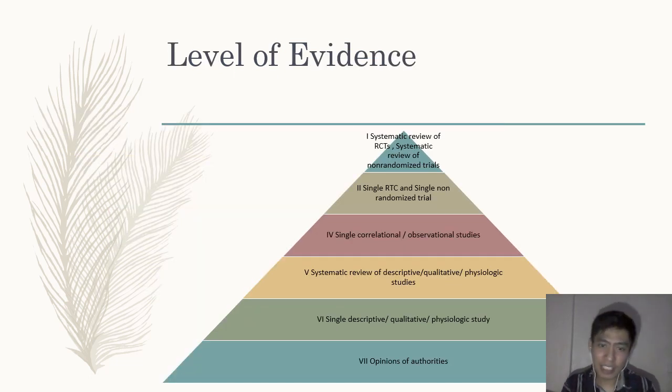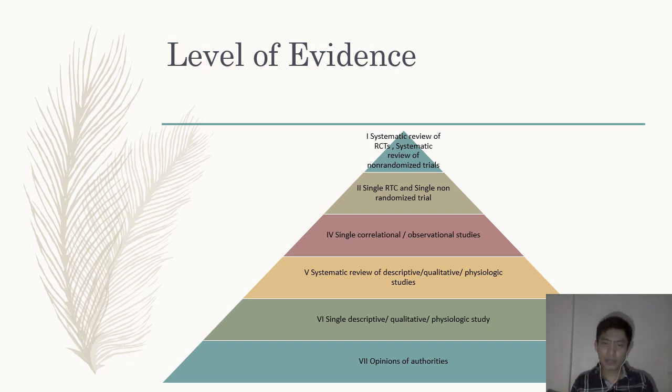Levels of evidence. The lowest level is the opinion of authorities. Next is single descriptive, qualitative, physiologic studies. Then systematic review of descriptive, qualitative, physiologic studies. Single correlational observational studies. Single randomized trial and single non-randomized trial, and systematic review of RCTs or systematic review of non-randomized trials. This is the level of evidences.